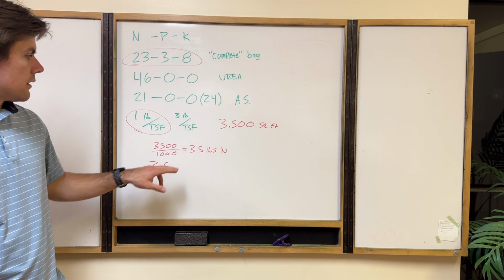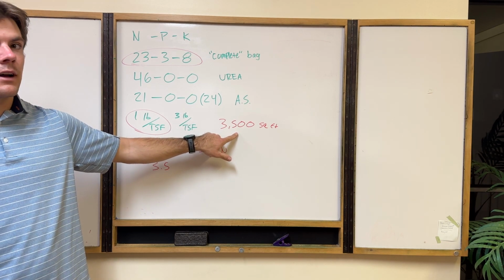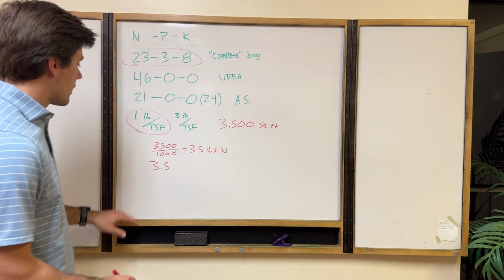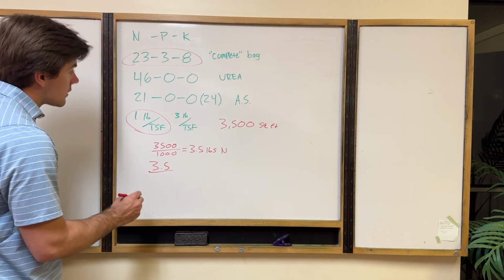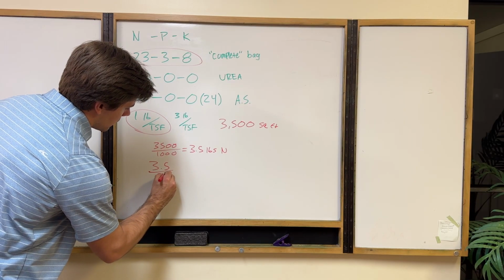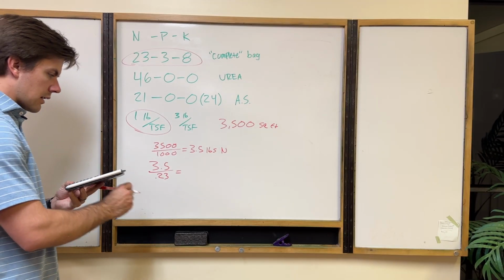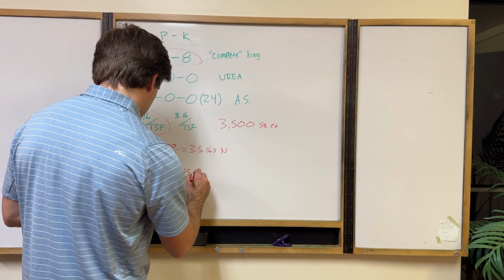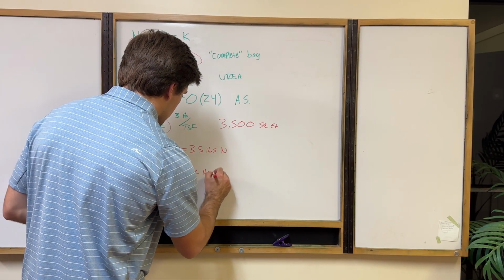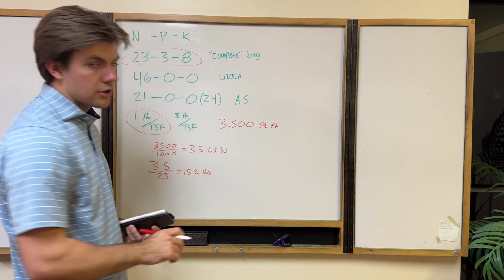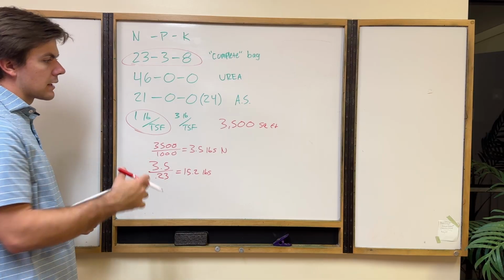You're going to take this number, 3.5 total pounds of nitrogen that you want to put on the total yard, that's 3,500 square feet, and you're going to divide it by the percentage of nitrogen in the bag. So that is 0.23. That's going to give you 15.2. So basically 15 pounds of product. You're going to want 15 pounds of product for this yard to get your desired rate of 1 pound per 1,000 square feet.